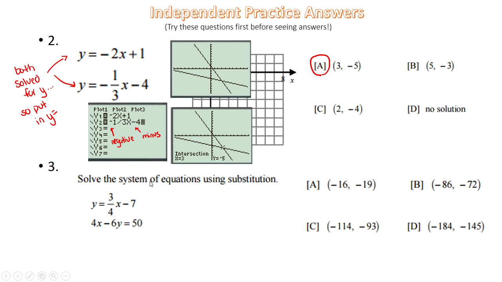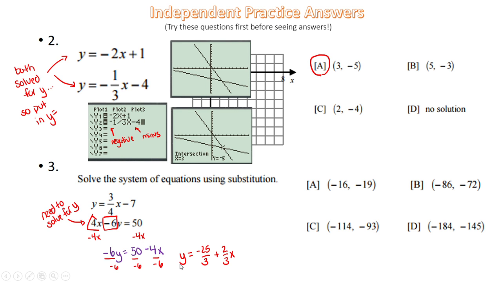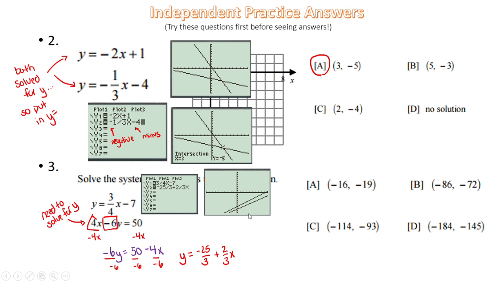Number 3, I realize it says solve using substitution, but the easiest way to do this is to solve the second equation for y, which means you're going to have 50 minus 4x, and then divide both terms by negative 6, which will come out to be negative 25 over 3 plus 2/3 x. This should turn positive because it's a negative divided by a negative. Put these both in your y equals key and graph it.